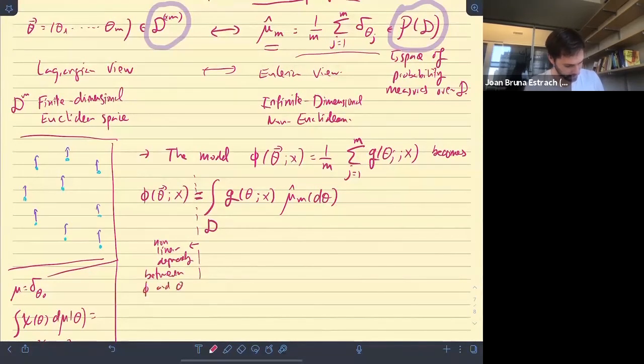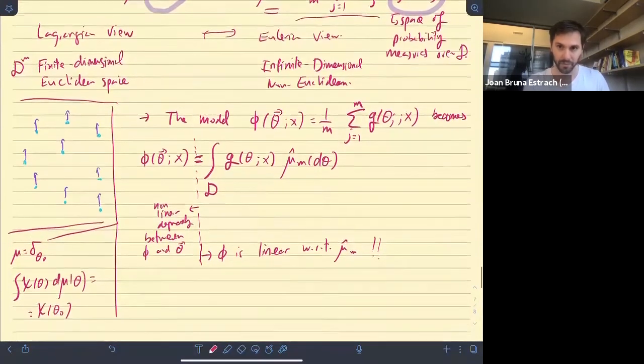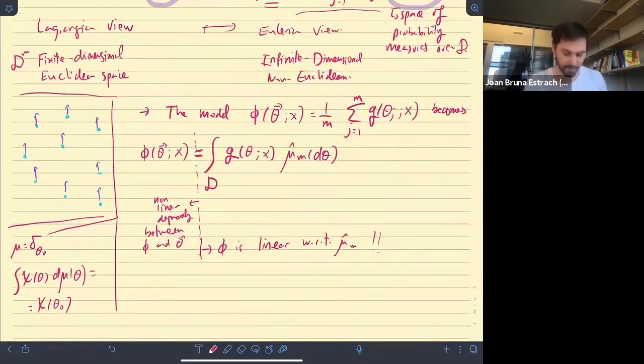But if now I look at this side of the boundary, what is the dependency between my function and my new object, which is the measure mu? Now I have a linear dependency. Now phi is linear with respect to mu. Which is really something where you should stop what you're doing and start paying attention, because if you have a function that depends linearly on, it seems that there's a delay in what I'm writing.